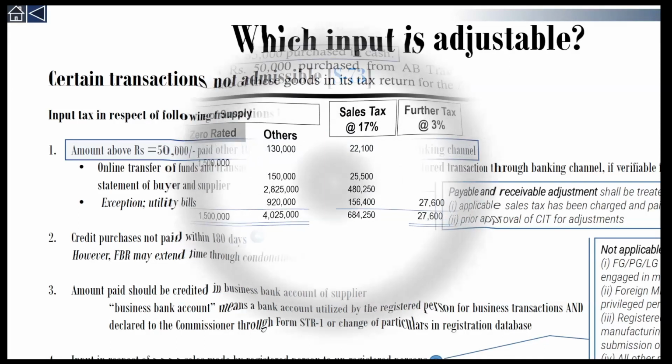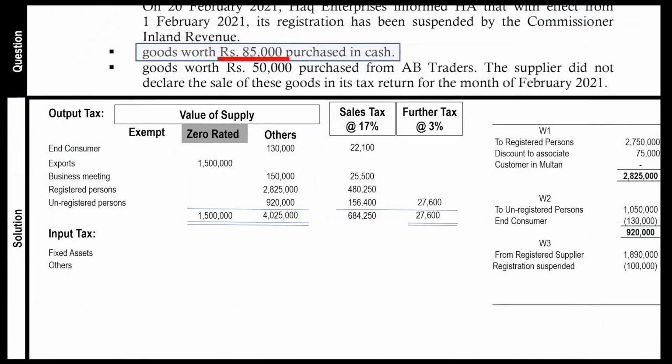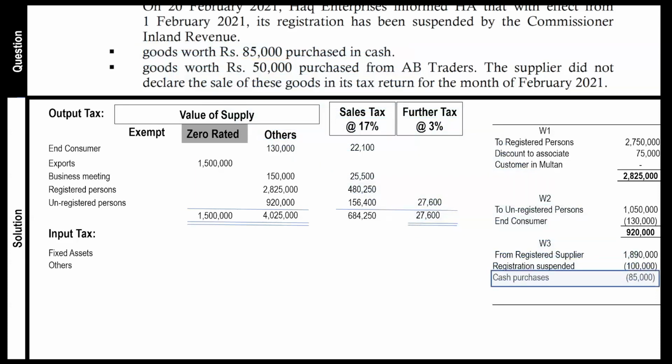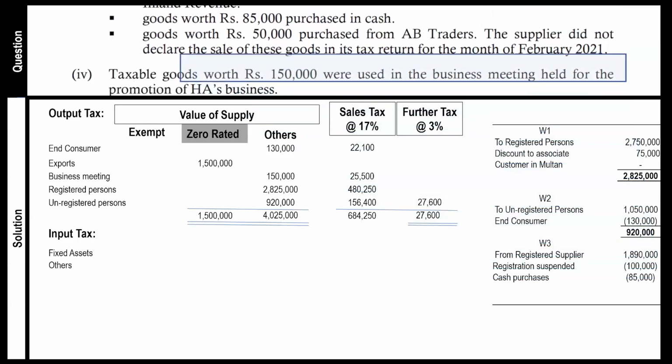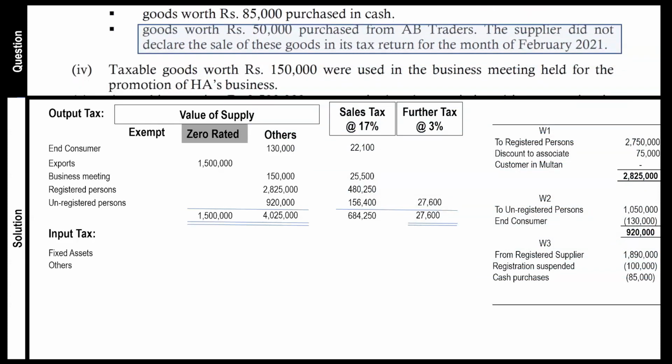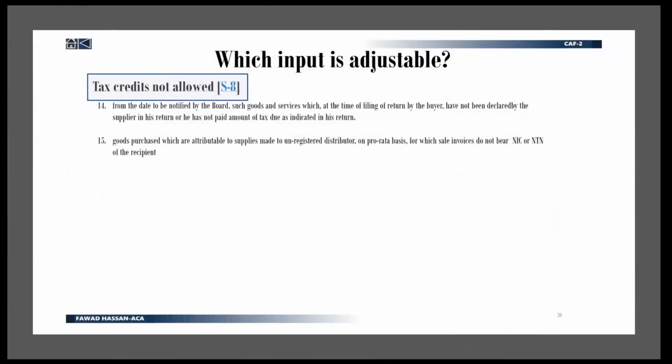Move back to solution. Do you see a violation here? Yes, payment above rupees 50,000 has been made in cash. Therefore, input tax cannot be claimed. Deduct rupees 85,000 from purchases. Next information is about purchases, which your supplier has not declared in his sales tax return. Recall notes slide for section 8.